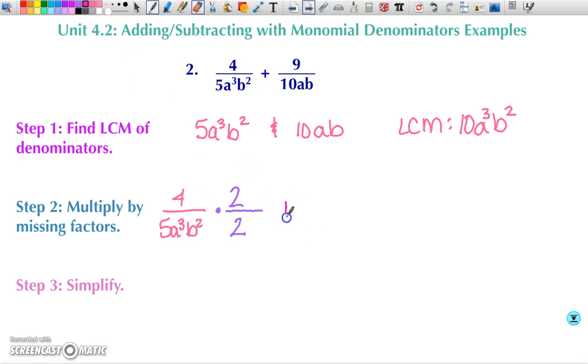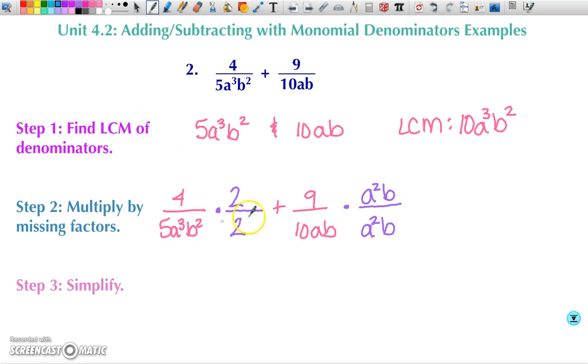And then we add our second expression, which is 9 over 10ab. And then what do we need to multiply by here? In this case, we already have the 10, but we only have a. We need a cubed, so we need to multiply by a squared. And we need b squared. We only have b, so we need to multiply by b. And multiply by that on top as well.